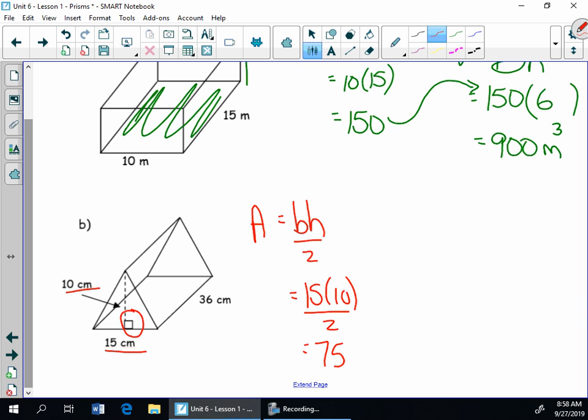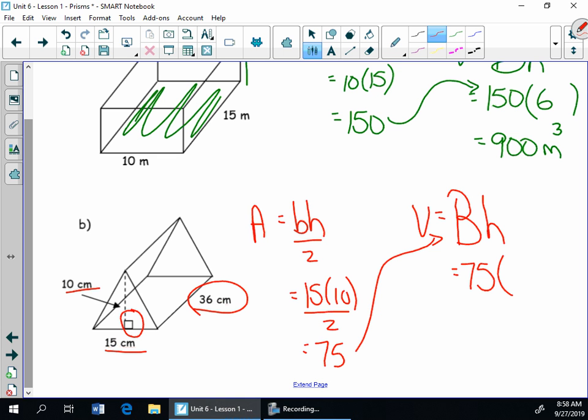And to find my volume, I take the area of my base, my big B, times how many of those are stacked up on top of each other. The big B was 75. I've got a whole bunch of triangles stacked behind each other in this case, 36 centimeters worth. I'm going to multiply those two numbers together, and I end up with 2,700 centimeters cubed.